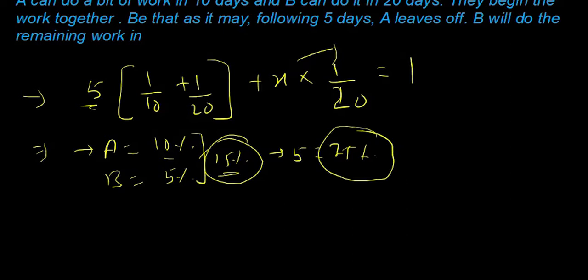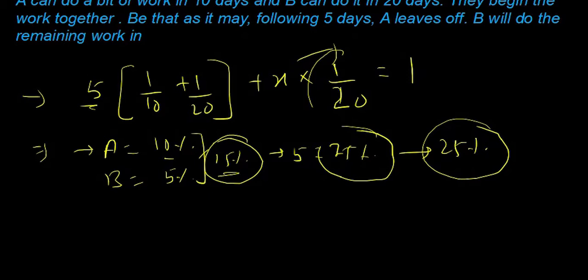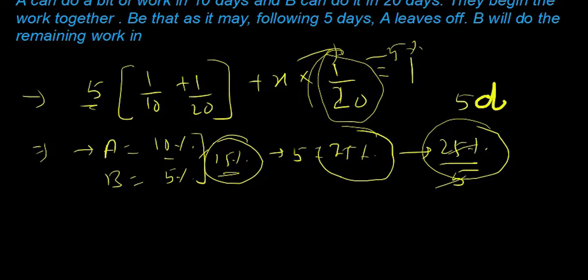So work remaining is what? 25%. 1 upon 20, obviously, is what? 5%. So 25% we need to do, and it is done by what? B. So how many more days are required to complete this? So it should be what? 5 days. Okay, let's come to the next problem.